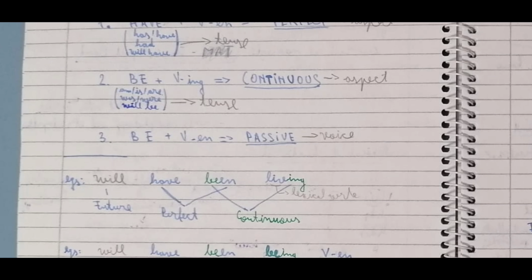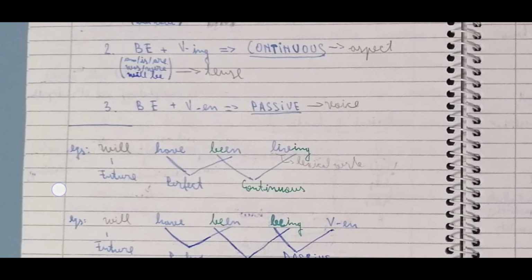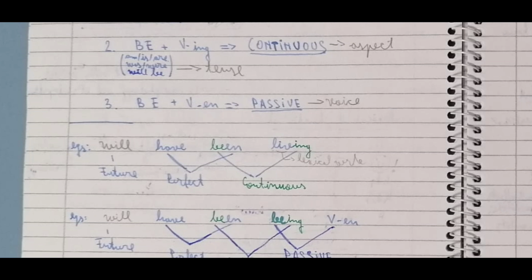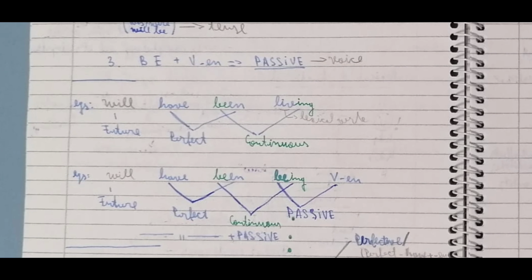For examples, for instance, we have will have been living. Will is future, have been is perfect, and be plus living is continuous. So future perfect continuous. Or will have been being plus verb in -N. We have will, which is future, have been perfect, be plus being is continuous, and being plus verb in -N is passive.